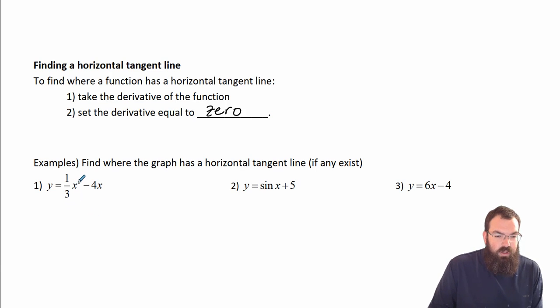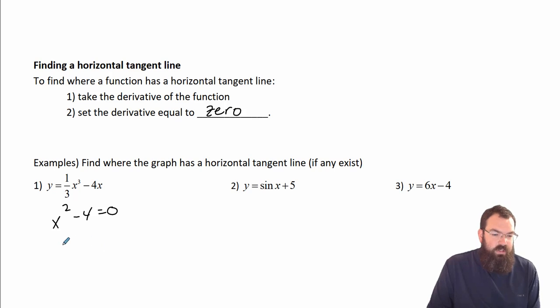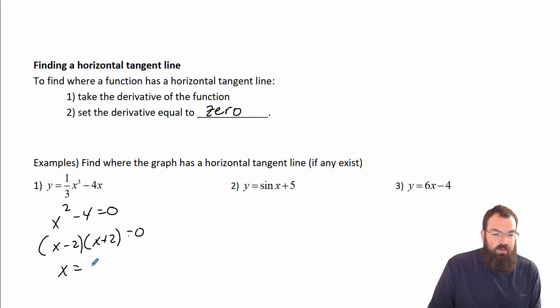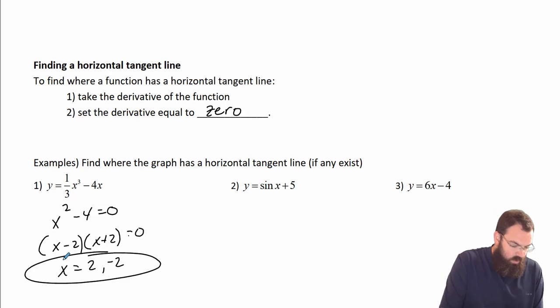So I take the derivative here. So this is 3 over 3 is 1, so this is just x squared minus 4. I want to set that equal to 0, and I want to see if I can solve it. So this is going to be x minus 2, x plus 2 equals 0. So x is equal to 2 and negative 2. So there is where my horizontal tangents are for that problem.